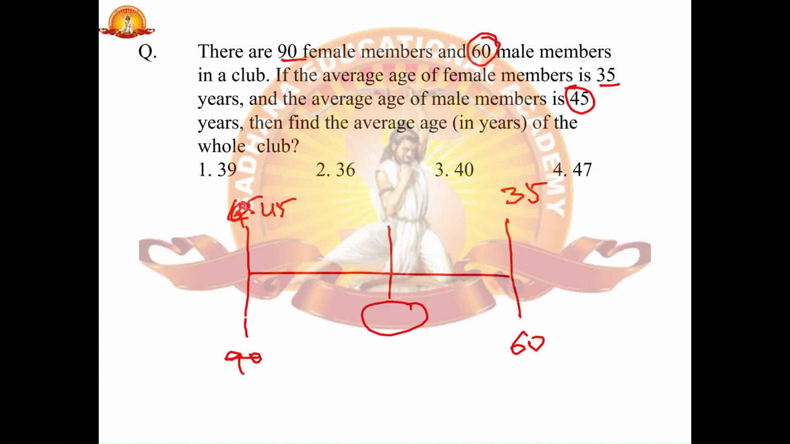So if I find the ratio, 330 is to 230, a total mix of 5 parts. So the total distance from 45 to 35 is 10, divided into 5 parts, where each part is 2. Then 2 parts is 4. 35 plus 4, the answer is 39, the average of all the members in the club. First option is the correct answer.